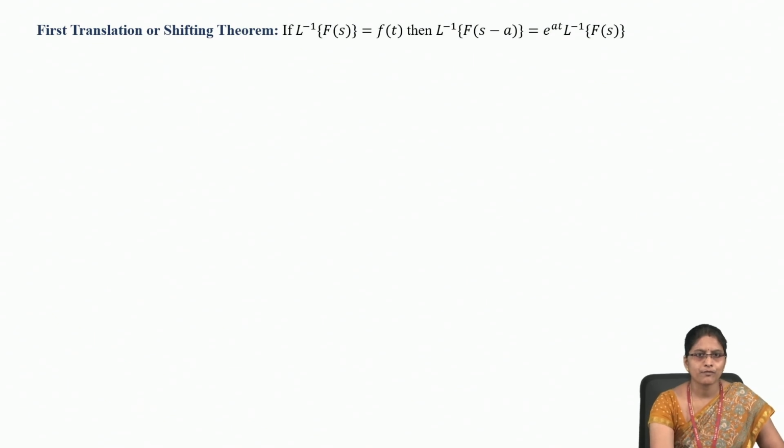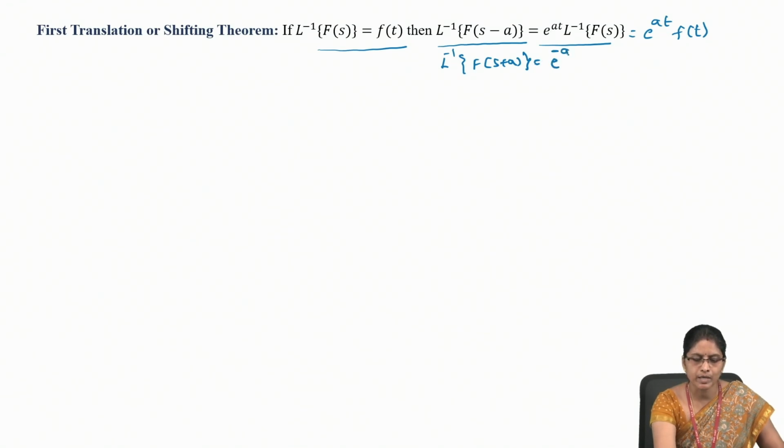Now we discuss the first shifting theorem, or first translation theorem. If the inverse Laplace transform of f of s is f of t, then the inverse Laplace transform of f of s minus a is e power at into L inverse of f of s. This can be written as e power at into f of t. Similarly, if the inverse Laplace transform of f of s plus a is equal to e power minus at L inverse of f of s, or e power minus at into f of t.